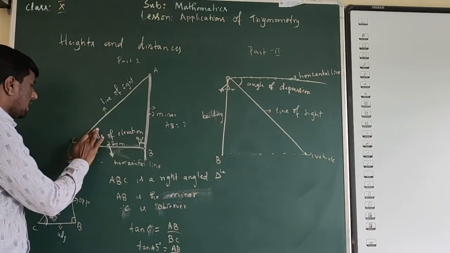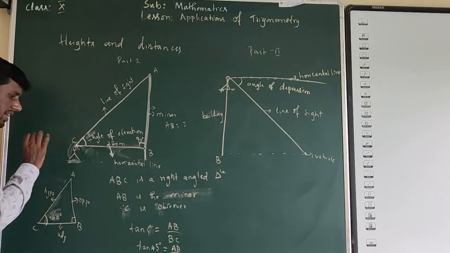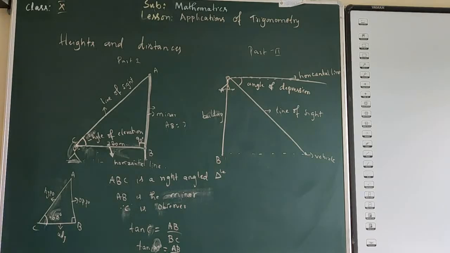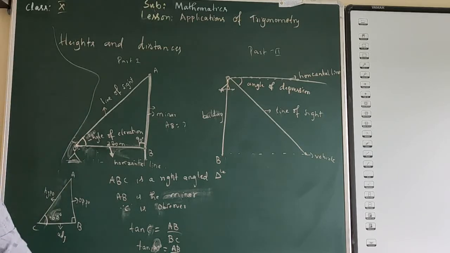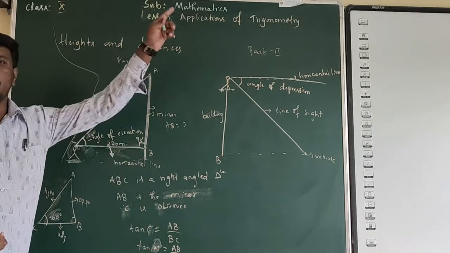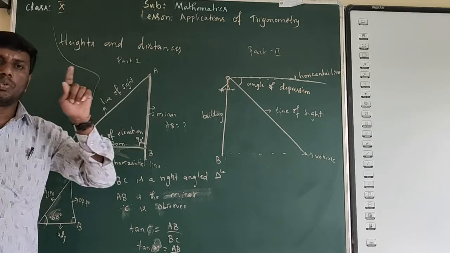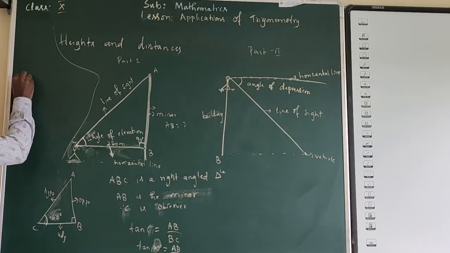Instead of that, I take 60 degree only. Tan 60 degree. Now I continue here. What is tan 60 degree? We know that tan is sin 60 by cos 60. Sin 60 is root 3 by 2. Cos 60 is 1 by 2. So the 2 will get cancelled. Tan 60 is root 3.